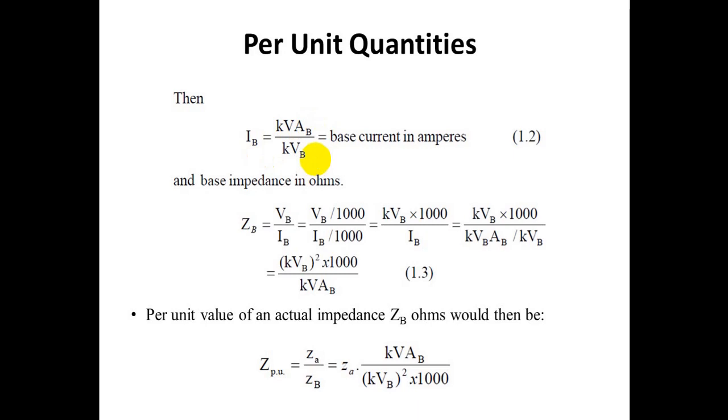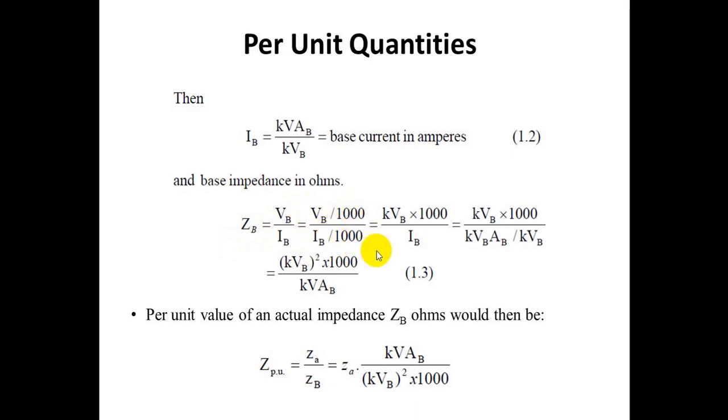Taking the base values of power and voltage will give us the base value of current, which is the base current in ampere, IB, and similarly the base impedance in ohms. Normally the impedance in ohms is equal to V over I. So here we will take the base impedance equal to base voltage over base current. And here you can see there is a parameter of 1000.